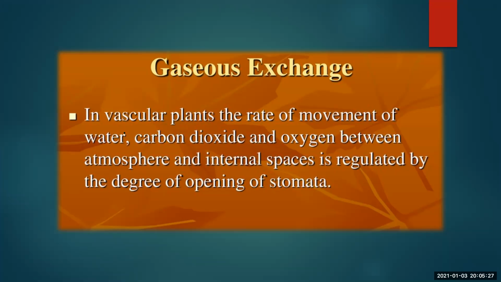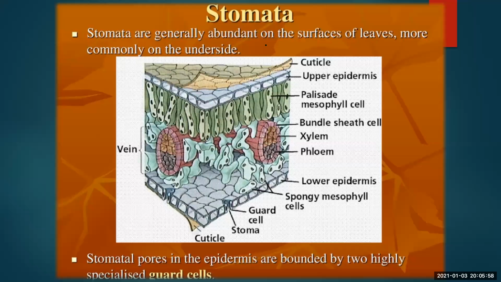So when we talk about vascular plants, the rate of movement of water, carbon dioxide, and oxygen, and this exchange between the atmosphere and the internal spaces, is basically regulated by the degree of opening of stomata, right? So this is actually what is maintaining the balance here. Stomata. So this is a diagrammatic view.